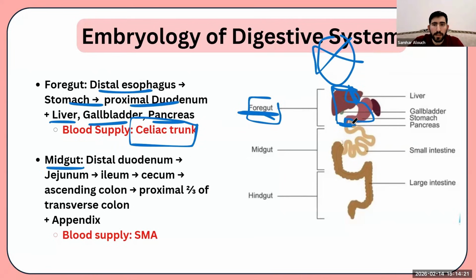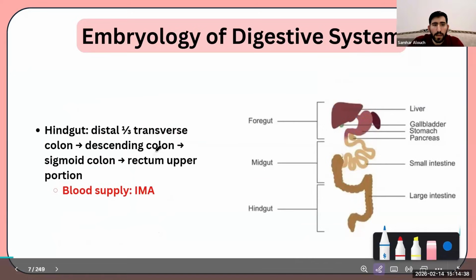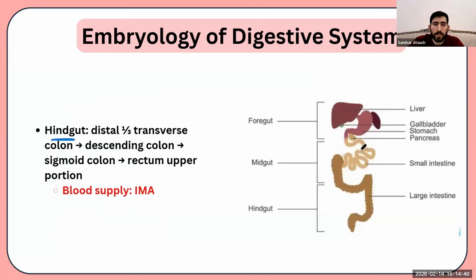Then we have the midgut, which starts from the second part of the duodenum, then the ileum, then the colon, till the proximal two-thirds of the transverse colon. That's made by the midgut, plus the appendix. Blood supply is by the superior mesenteric artery. Then we have the hindgut, which is from the distal third of the transverse colon till the upper part of the rectum, and it is supplied by the inferior mesenteric artery.